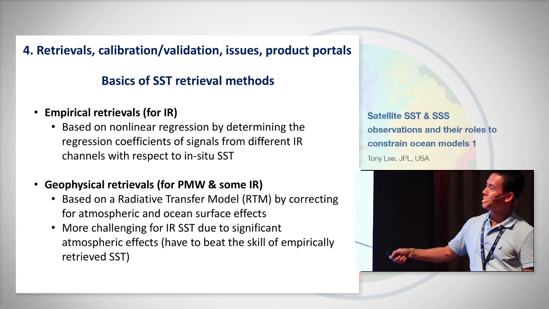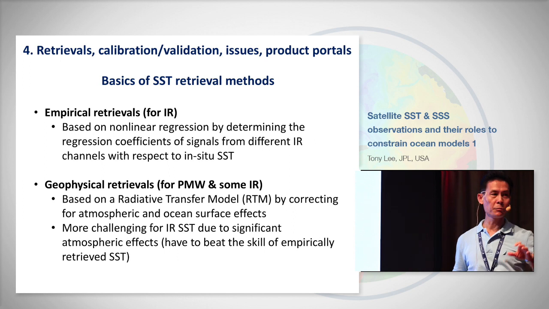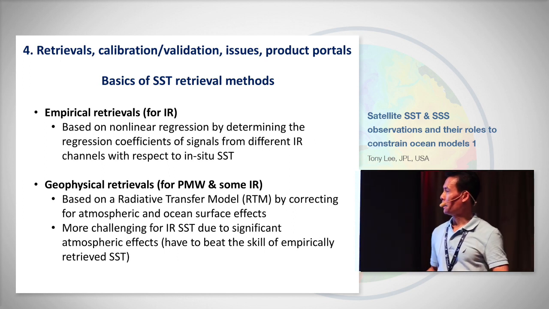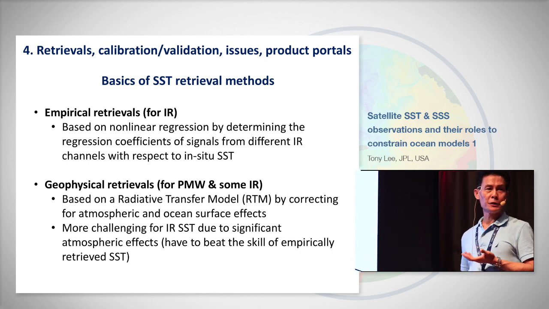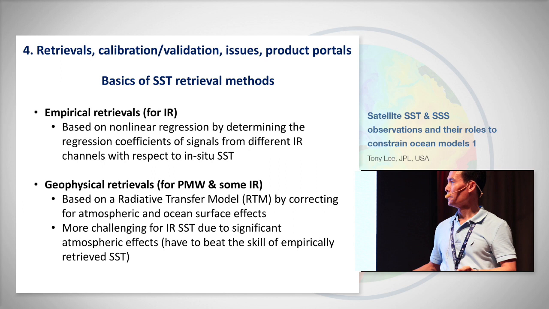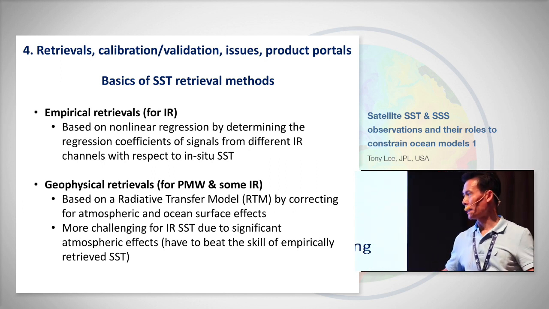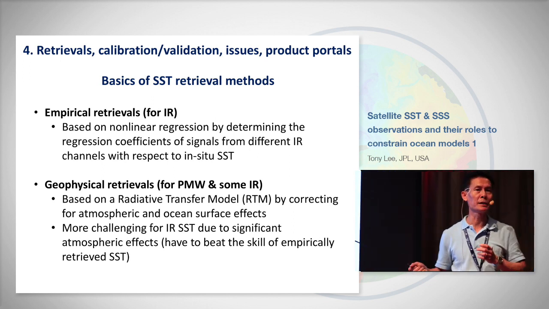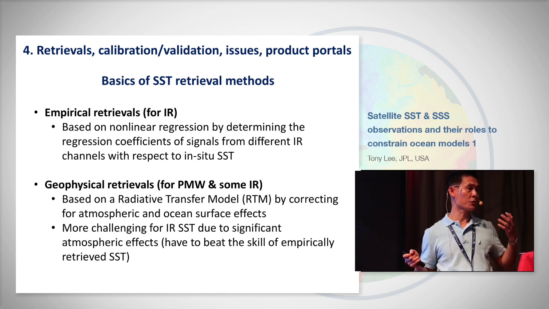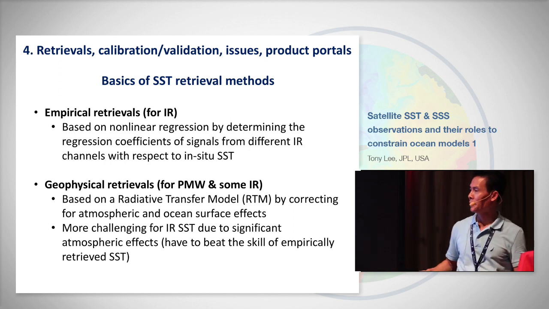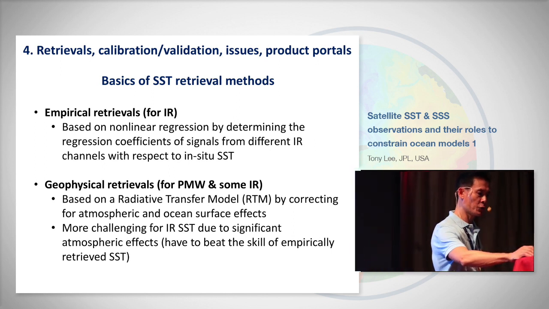Now, another method is the geophysical retrieval, which uses a radiative transfer model that PRE have described in some detail. You take that model, essentially correct for the atmospheric effect and then the surface effect, and then you can get the SST retrieval. That's typically more challenging for the infrared data because the atmospheric effect for the infrared data is a lot stronger than for the microwave SST. And so that method is typically used for microwave SST retrievals.